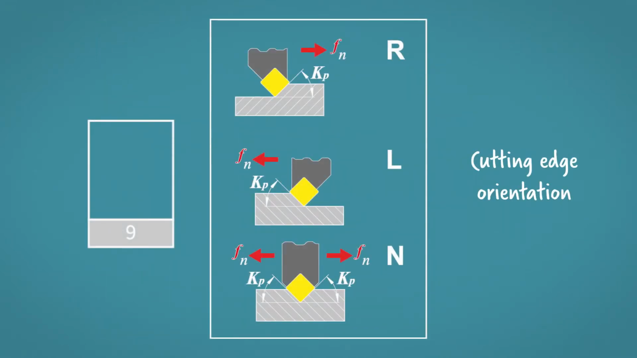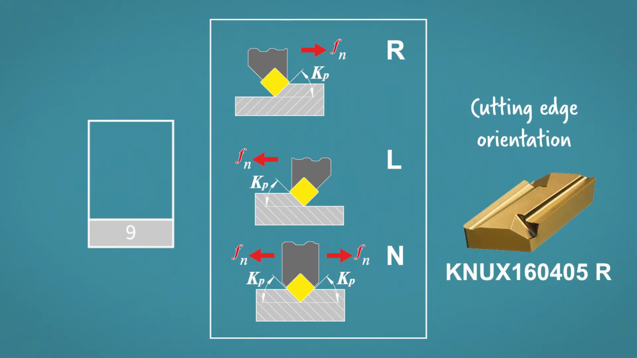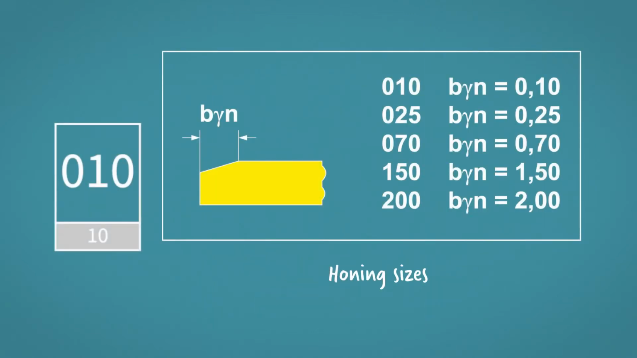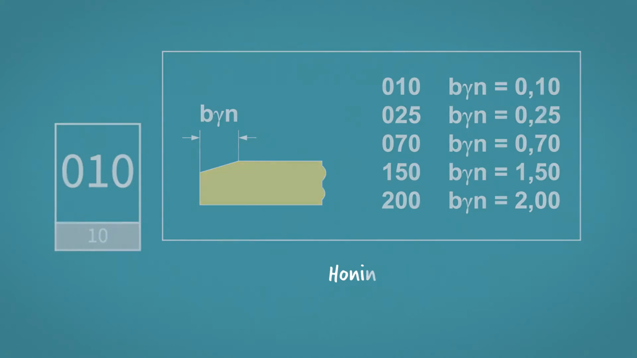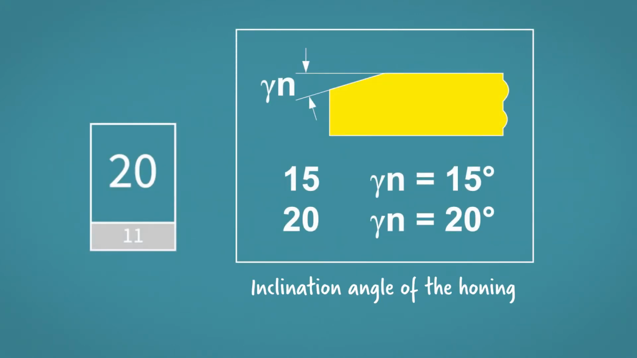Field 9 indicates the orientation of the cutting edge, which influences the direction of the cutting. This is typical of Canucks inserts, namely a K-shape. Field 10 determines the size of the honing, which in the example shown here is 1/10. Finally, field 11 also refers to honing, but in this case, it is the honing angle.